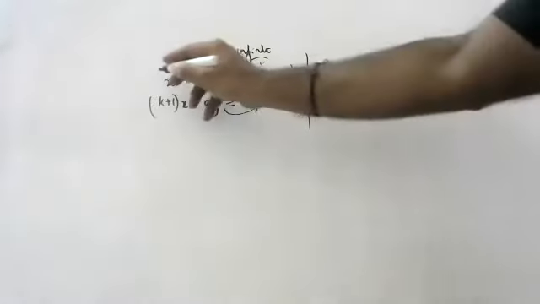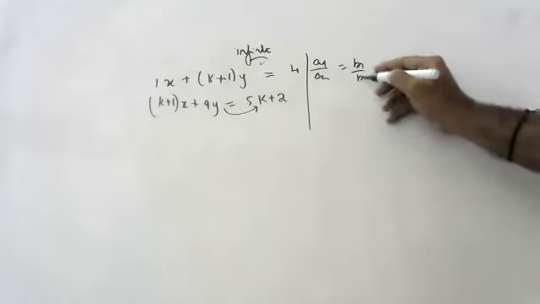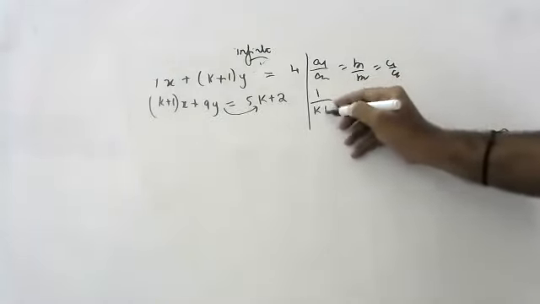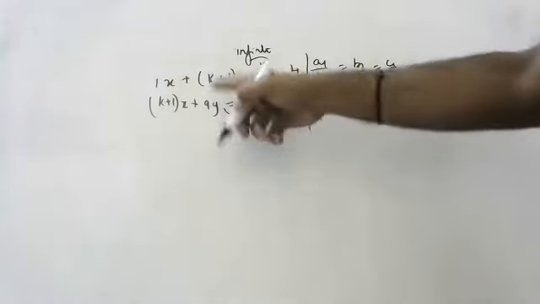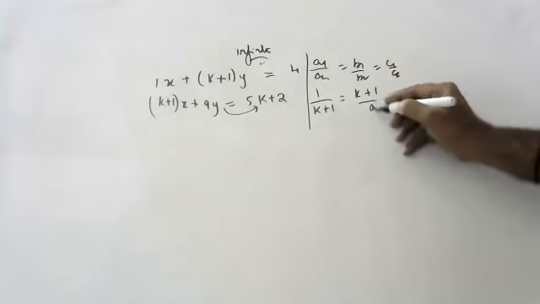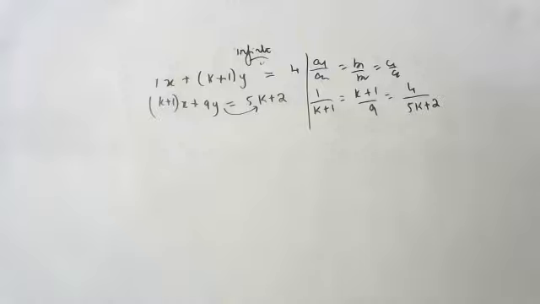Infinite solutions condition, what now? A1 by A2 is equal to B1 by B2 is equal to C1 by C2. What is A1 by A2? 1 by k plus 1. What is B1 by B2? Don't write x, x, y, y, children. It is k plus 1 by 9. And what is C1 by C2? 4 by 5k plus 2.